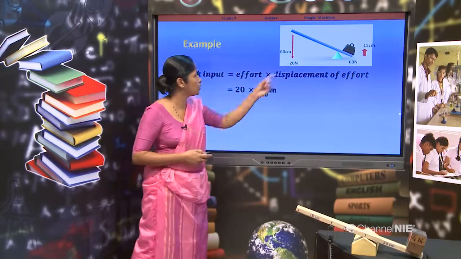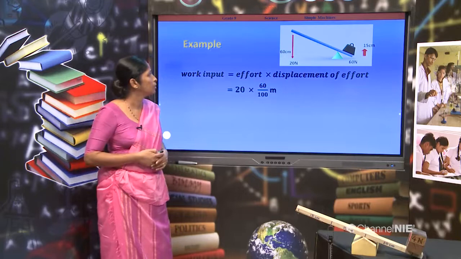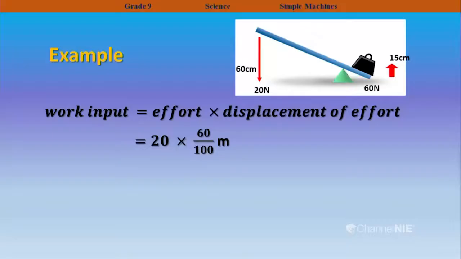Effort is 20 Newton, displacement moved by the effort is 60 centimeters, and you all know how to convert centimeters into meters. 60 centimeter divided by 100, because 1 meter equals 100 centimeters. The answer is 12 joules. What is this? Work done on the machine.